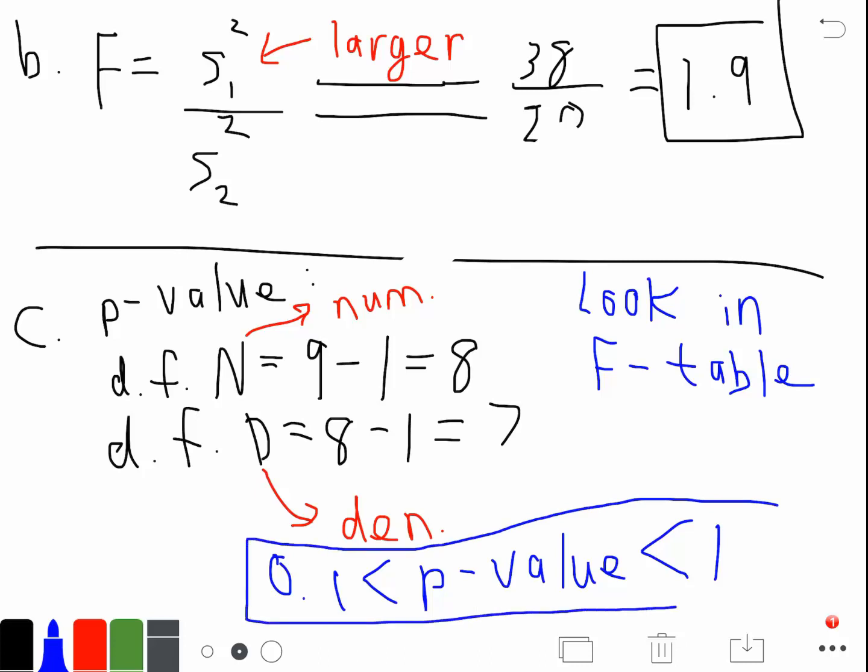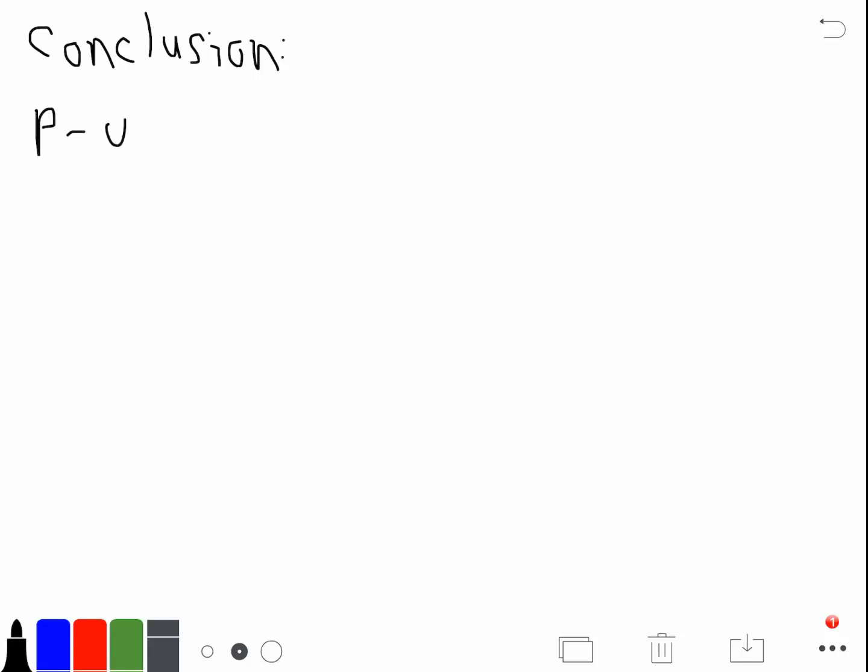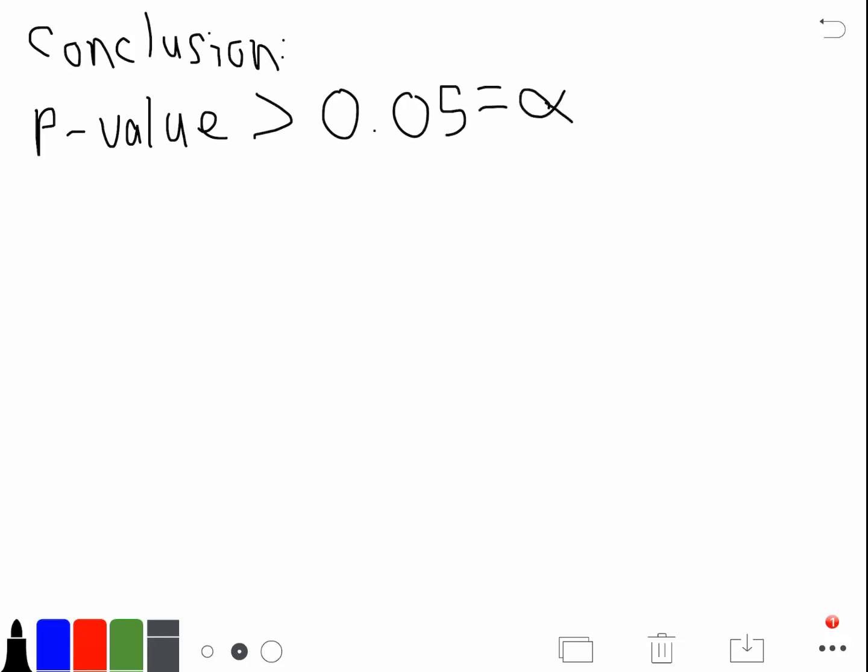Now that we have a p-value, we can move on to the conclusion. We might not know what the p-value is exactly, but for our conclusion, we don't need to know the exact value. We just need to know, is it bigger or smaller than our alpha? Well, the p-value is between 0.1 and 1, which means the p-value is definitely greater than 0.05, which was alpha. And if p-value is greater than alpha, we will fail to reject H naught.